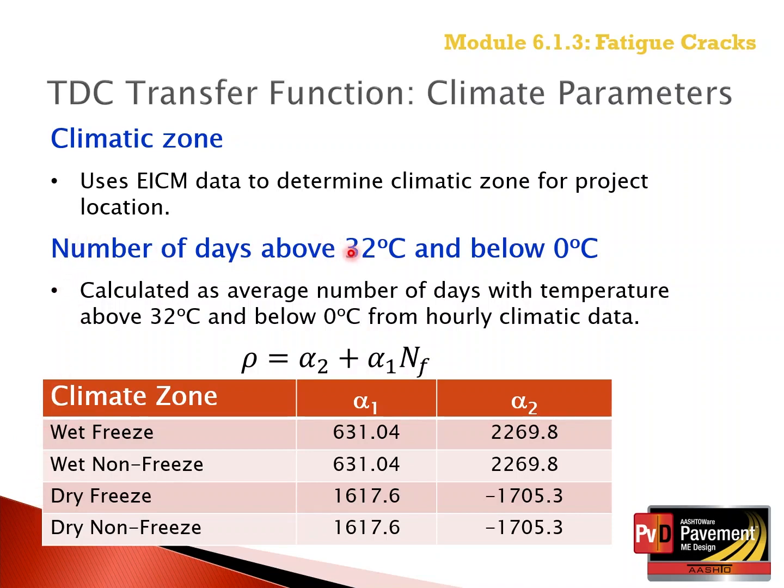The number of days above 32 degrees centigrade and below 0 degrees centigrade are calculated as the average number of days below and above specific temperatures from the hourly climatic data. And those conditions, the alpha and the A shown in the table, are then used to calculate rho.